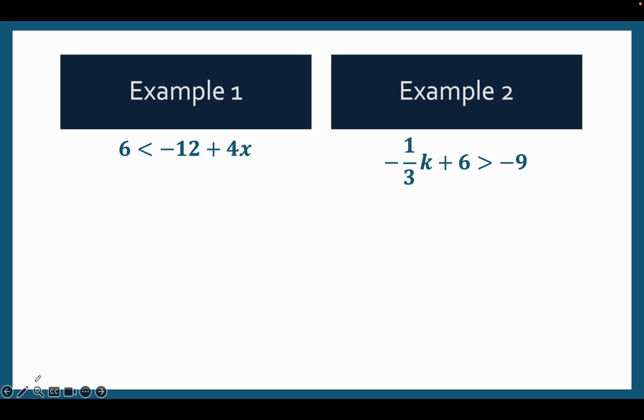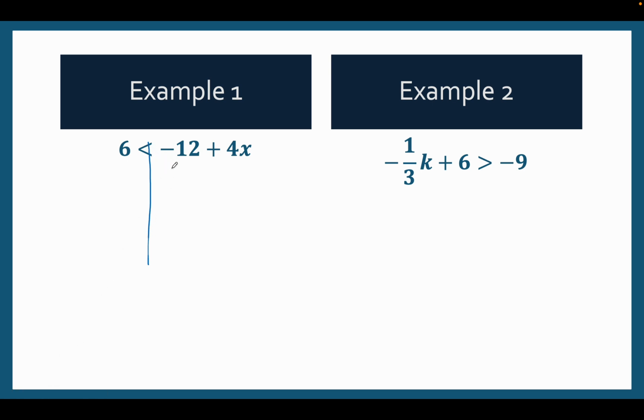As we are solving these, all of our steps are the same as when we had an equal sign. The difference is that we want to keep that inequality sign and then graph our answer at the end. If our step includes a multiplication or a division by a negative number, we will have to flip the inequality, and we will take a look at when that occurs.